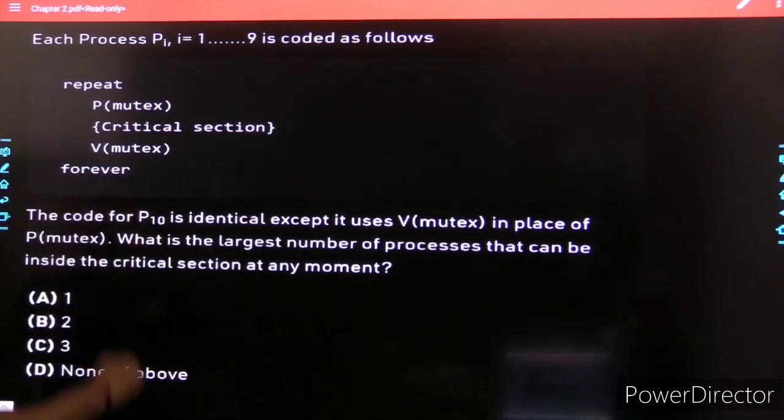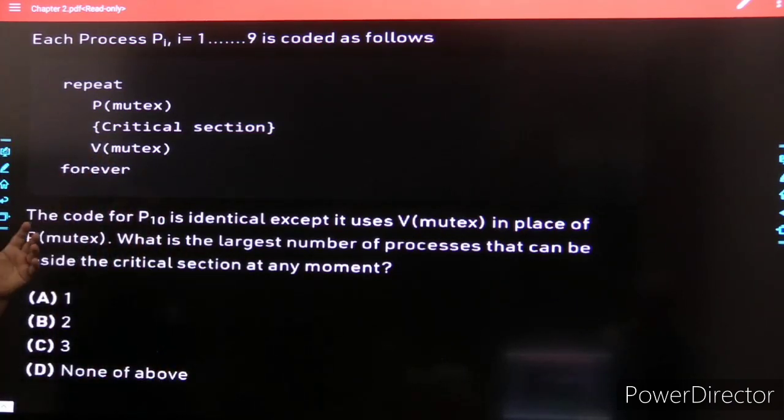Each process Pi, where i equals 1 to 9, means P1 to P9 processes, is coded as follows. P1 to P9 will execute this code. The code for P10 is identical except it uses B mutex in place of P mutex. The code for P10 is also identical, but there is only one difference: in place of P mutex, P10 will use B mutex. What is the largest number of processes that can be inside the critical section at any moment? You need to calculate the largest number of processes inside the critical section at any moment.